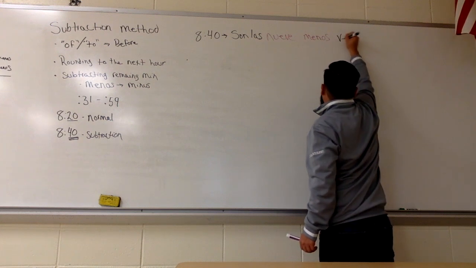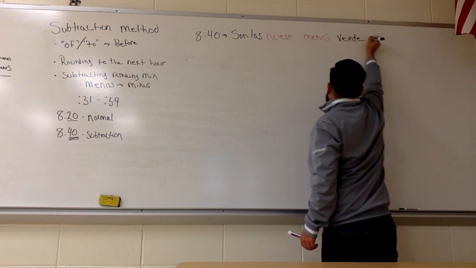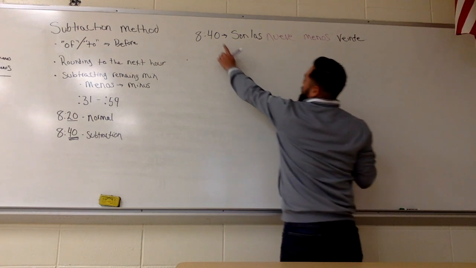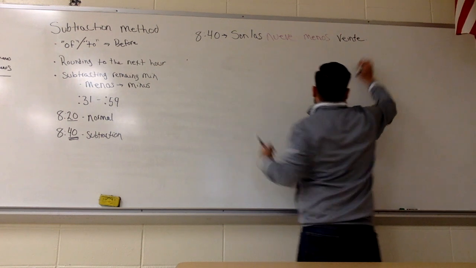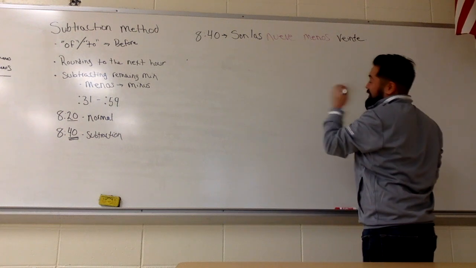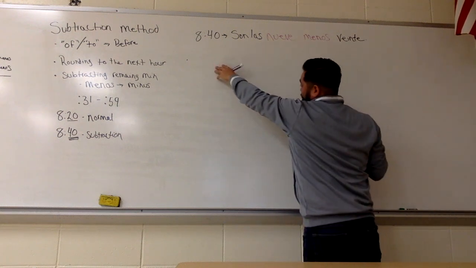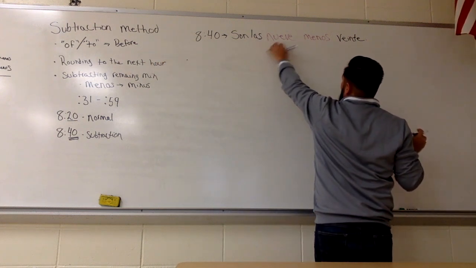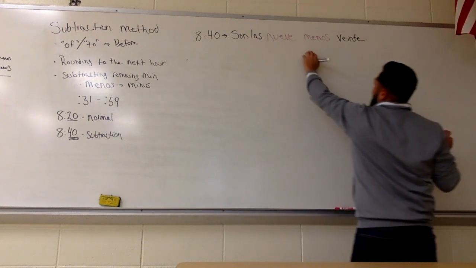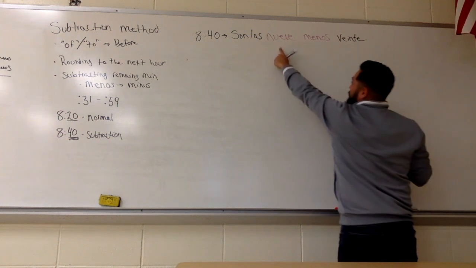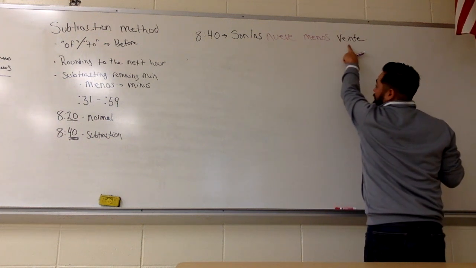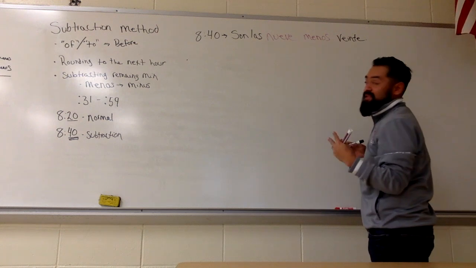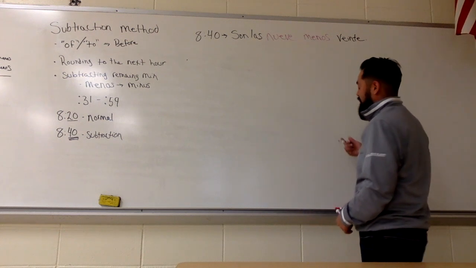So I would just write 20. Now, there's no AM or PM here, but if there was an AM or PM, I would continue to use it. All right, so to say 8:40, using the subtraction method, I would say it's 9 minus 20. Son las 9 menos 20. So I'm rounding up and subtracting the remaining minutes until that hour. Remember, we're subtracting from 60 because there's 60 minutes in an hour, right?